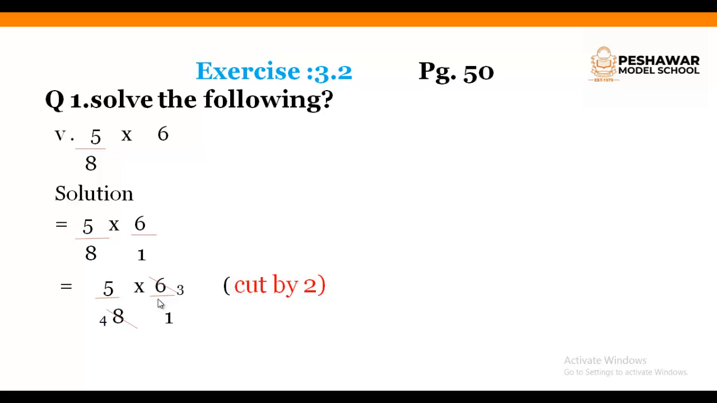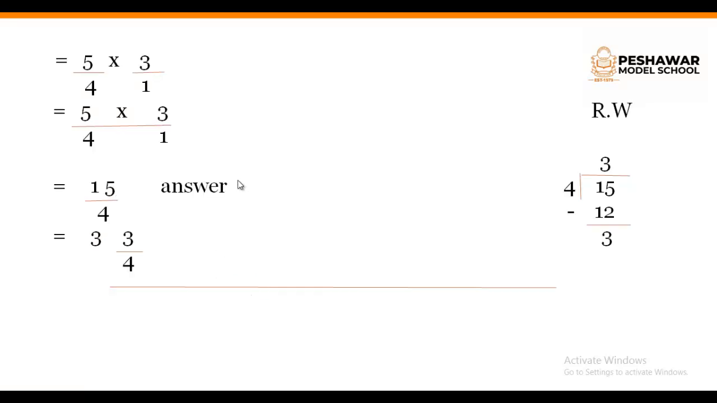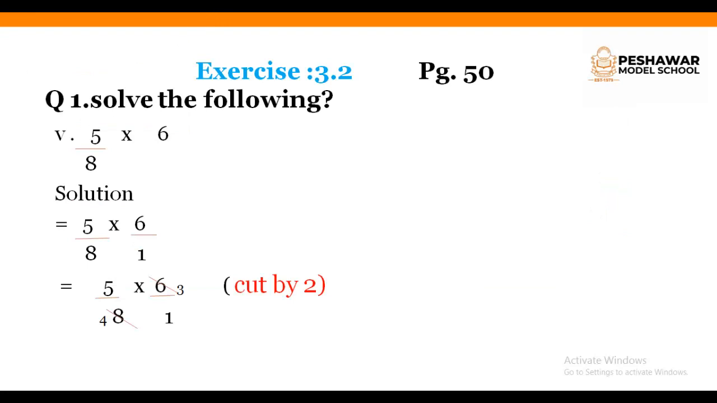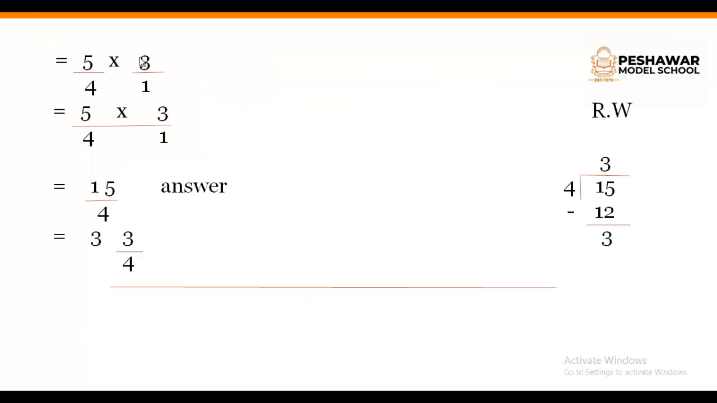Now according to the key, you have to do the cutting. Cut by 2 in the table of 2. 2 cross cutting, 2 4s are 8, 2 3s are 6. So your next fraction will be 5 by 4, because cutting is done. 5 by 4 multiply 3 by 1. Look at the slide, now the next value is 3 by 1 and 5 by 4. So you have to multiply the values. 5 3 times 15, 4 1 times 4.